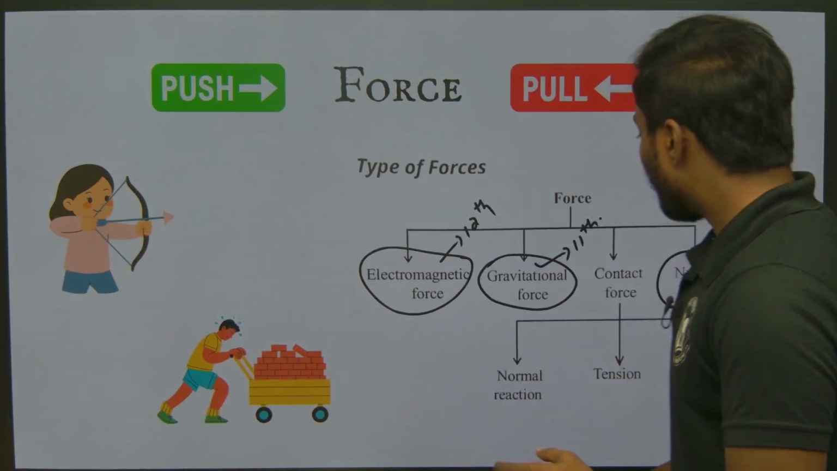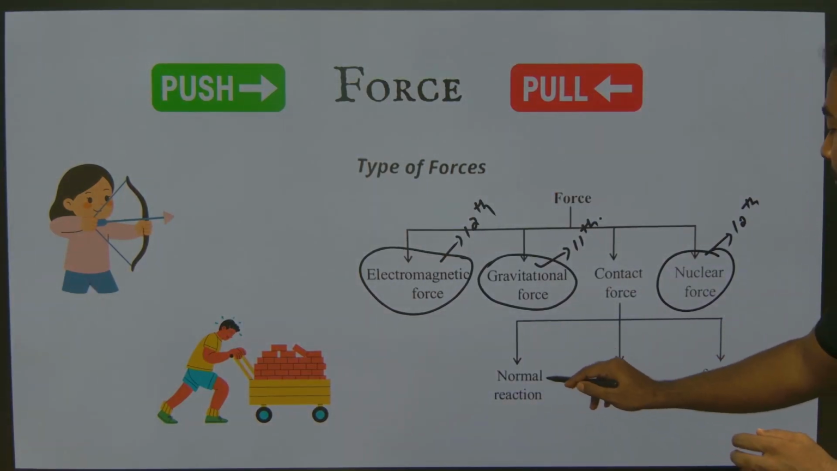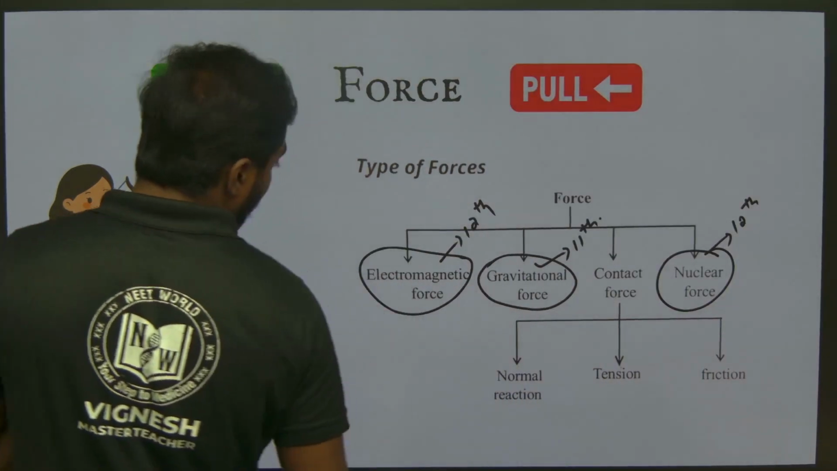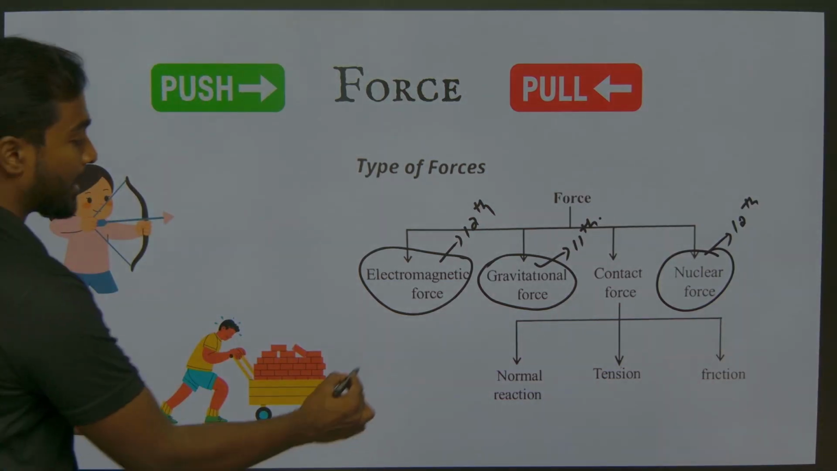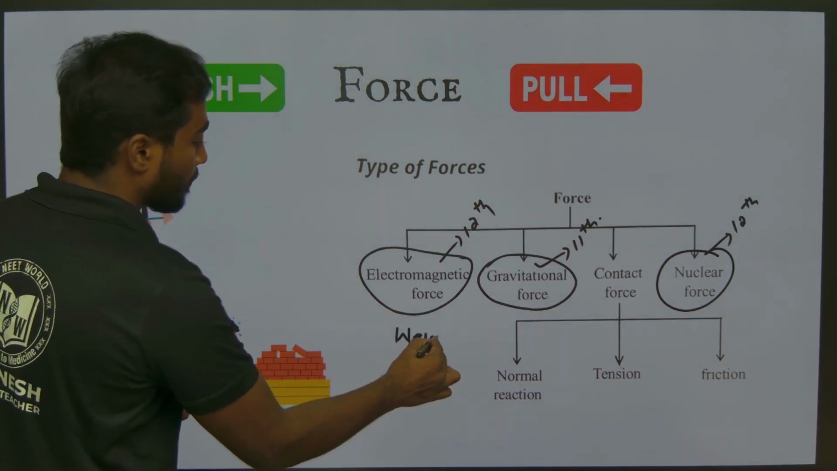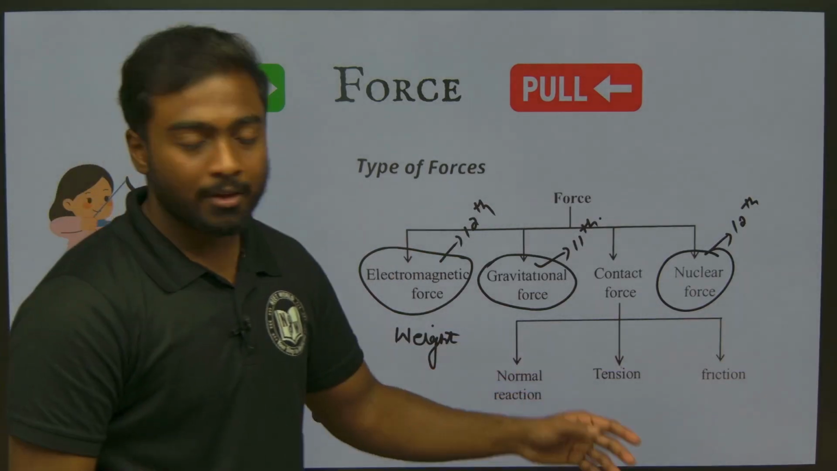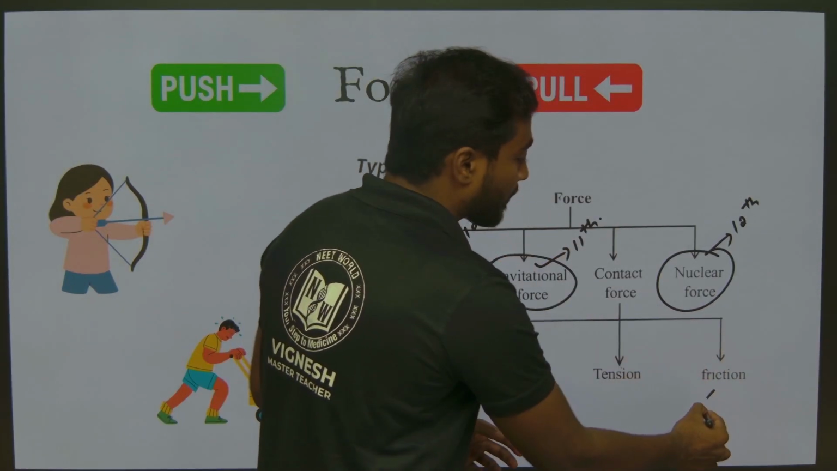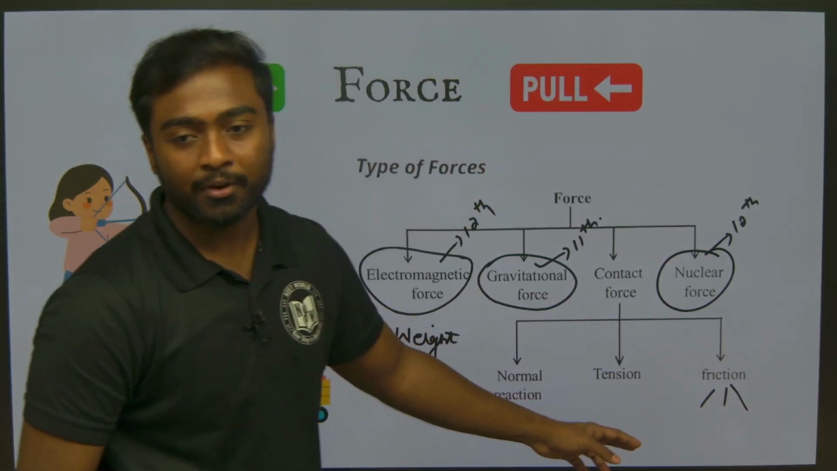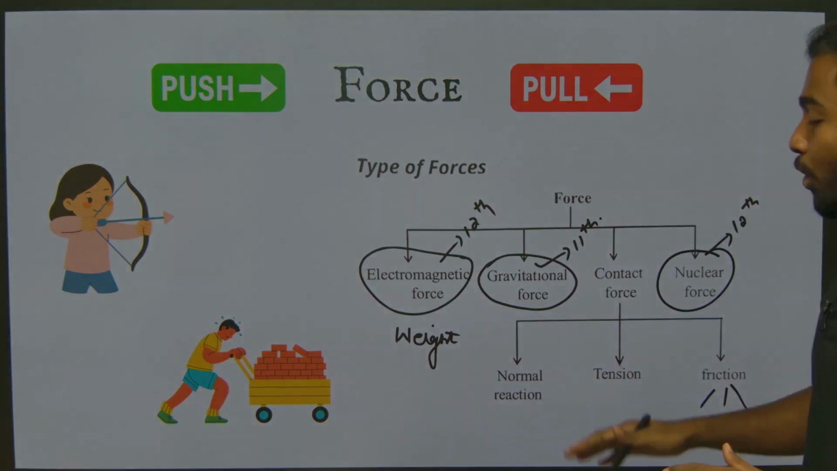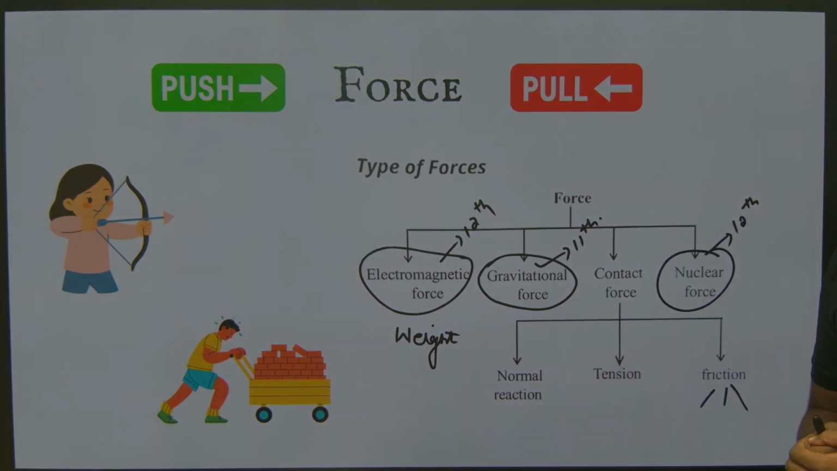When we go ahead with the topic, we will discuss what is normal reaction or normal force, tension and friction. And one more force is also there due to gravity, that is weight. These are the forces which we are going to discuss. Under friction also we will see some types like static friction, kinetic friction and rolling friction. When we go into the topics, we will discuss friction in detail. So you can take note of this.